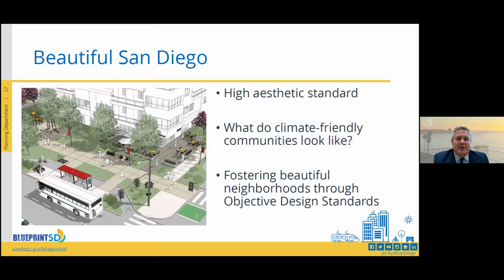Part of the Blueprint effort will be to ensure future community plans include a high aesthetic design standard. Climate-friendly communities need to be connected with green spaces, parks, and other amenities, and the buildings need to be designed to encourage and accommodate walking and biking. Blueprint SD will include objective design criteria that can be used in community plans to assist in the design of neighborhoods where new growth occurs. Climate-friendly communities should also be beautiful communities, and Blueprint SD will help make that happen. We plan on working with architects, urban designers, and the public to develop these standards, which can be used in community plan updates. Next slide.